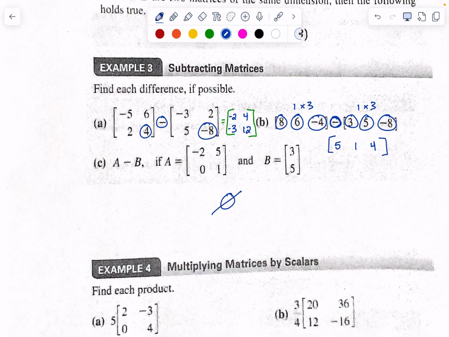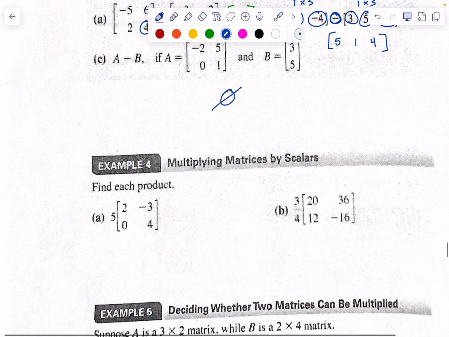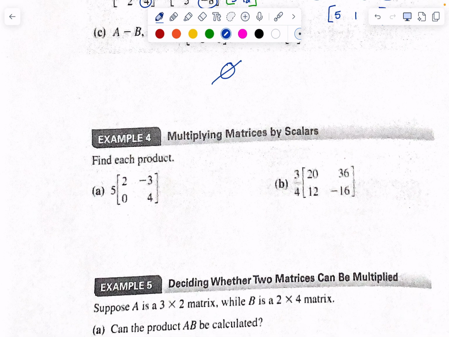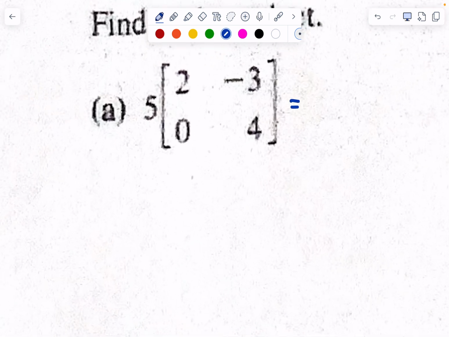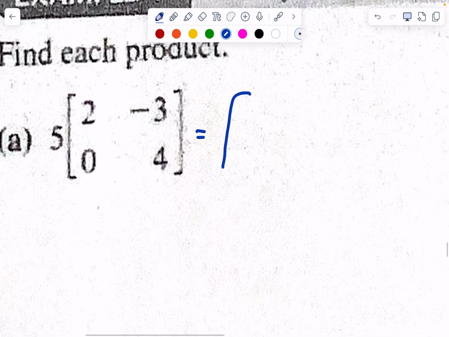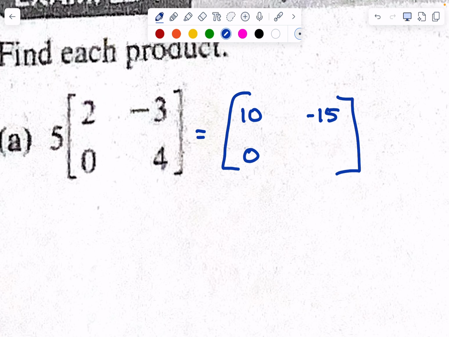Cannot. 2 by 2 and 2 by 1 doesn't work. Okay? All right, the next one is a scalar multiplication. So you're just multiplying everything by 5. It doesn't matter what size they are, you're just taking that 5 and distributing it through. So 10, negative 15, 0, 20.